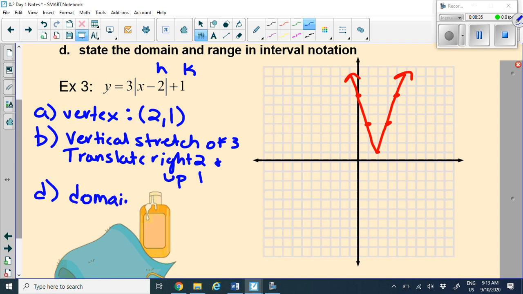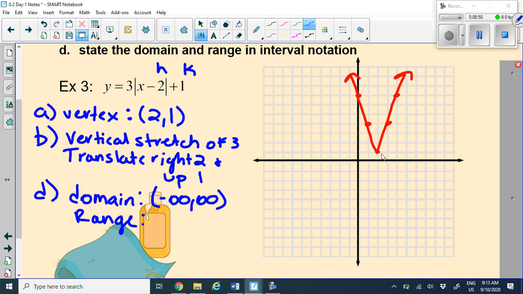Okay, remember, domain deals with the x values. Know that it should always be negative infinity to positive infinity. And then our range, that is going to depend on our vertex and at which way our graph is opening.